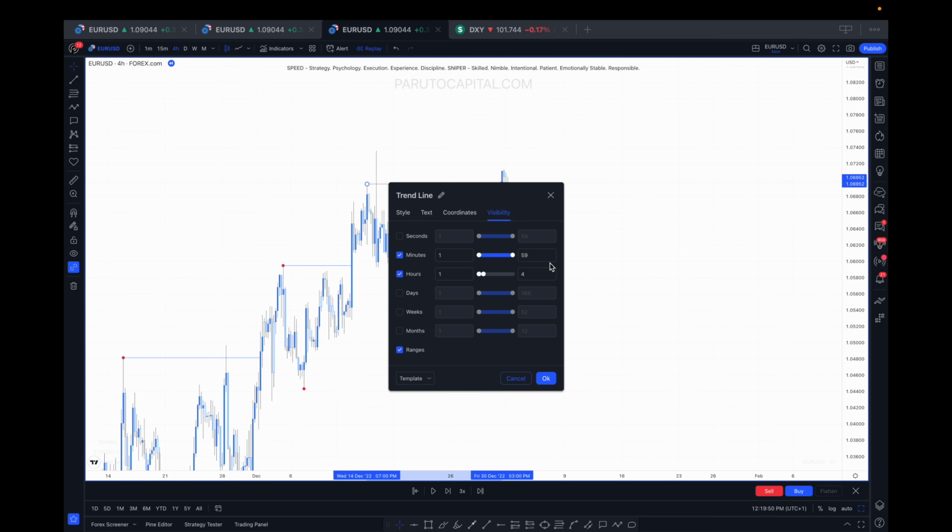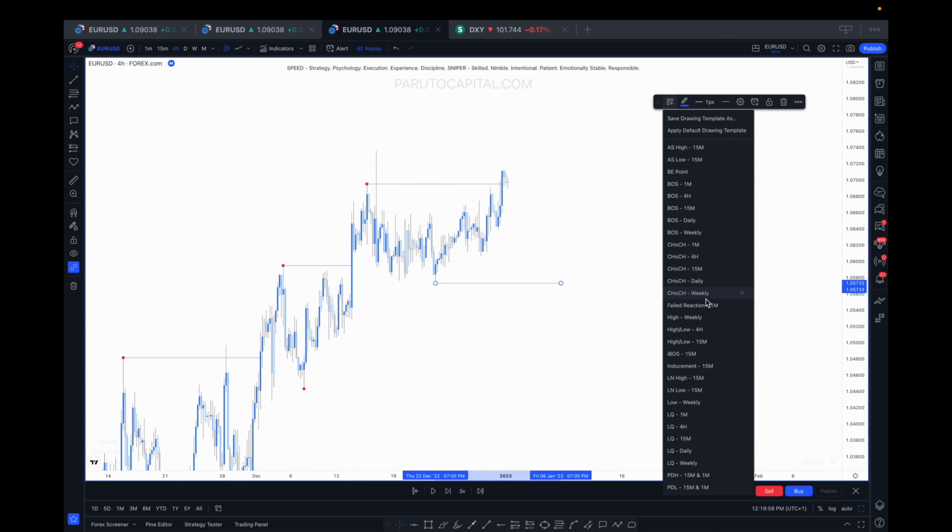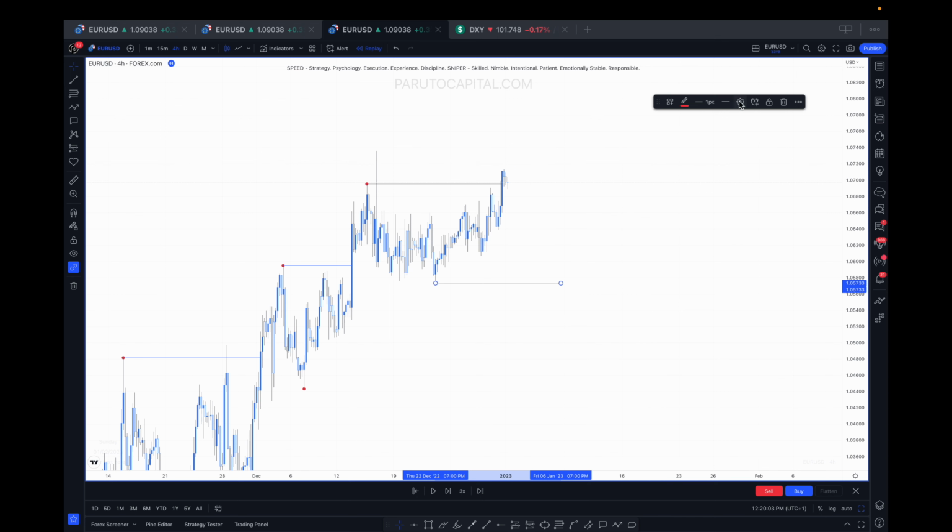So visibility, show on the 15 minutes. Cool. I'm going to take it out later. The same thing also with this. Sorry, this should be a 4R low. Where do I have that? My high and low on the 4R. Cool. So that should be visible on the 15 minutes too. I want to see that.